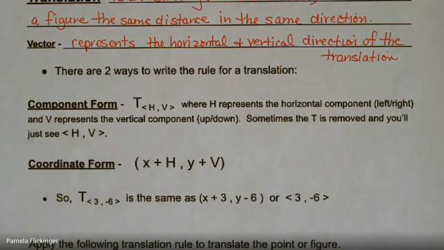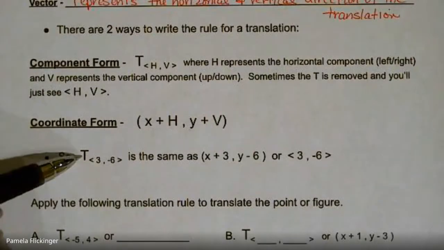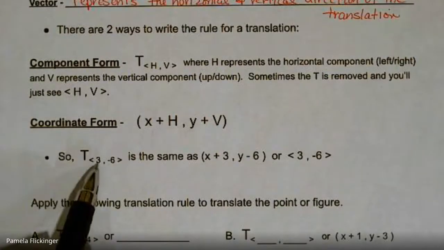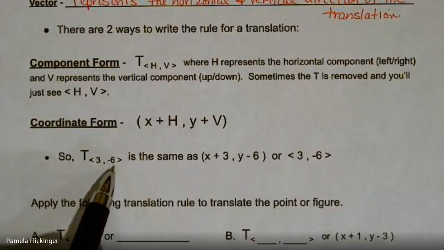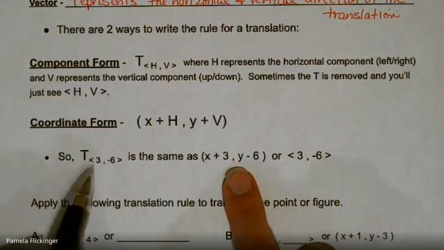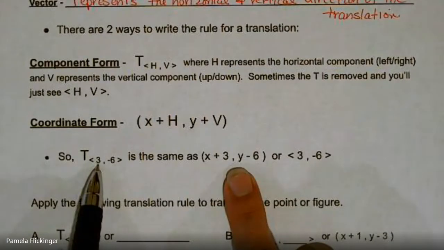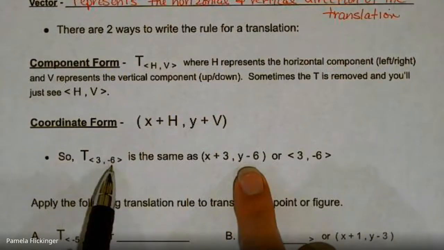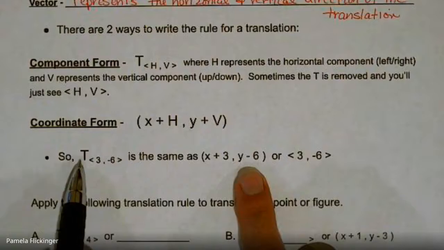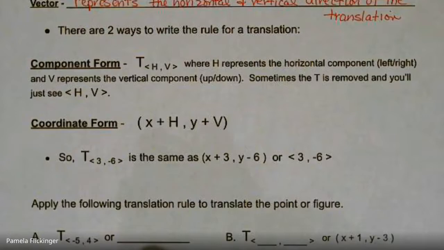So in other words, if you saw this capital T and inside the vector we had 3, -6, that would be the same if we wanted to write it in coordinate form as x plus 3 because it's a positive 3, and then y minus 6 because it's a -6. If you get rid of the T, then they might just show it like this with the carets around the 3 and the -6. Okay.